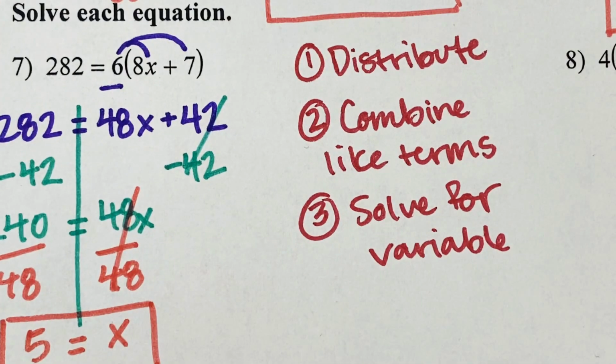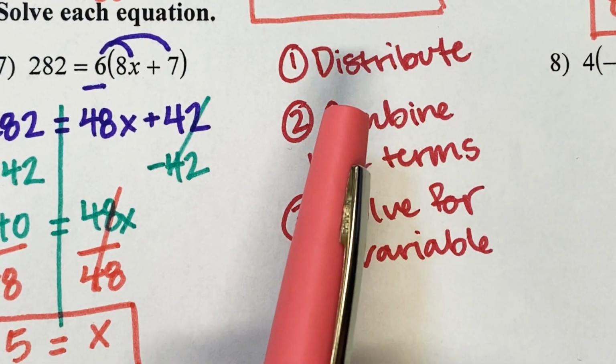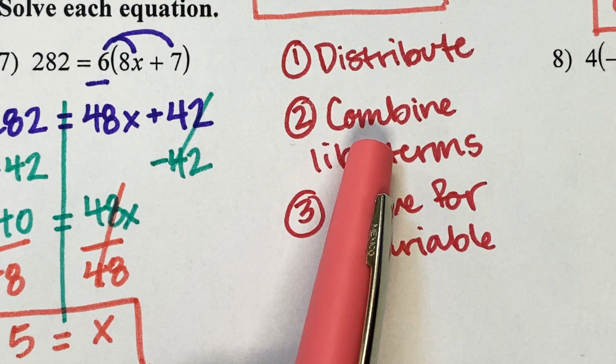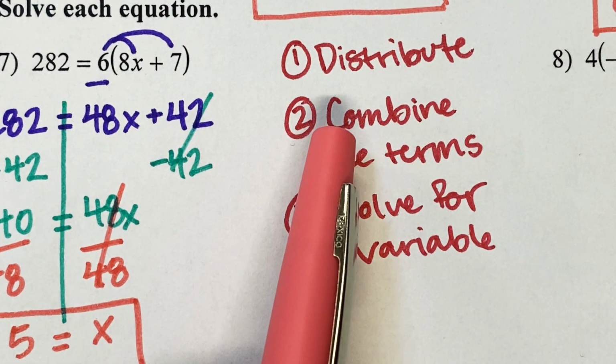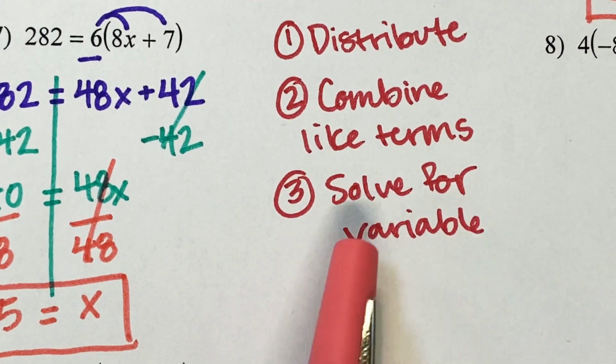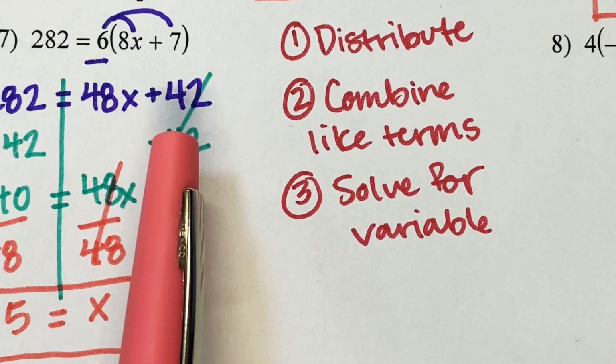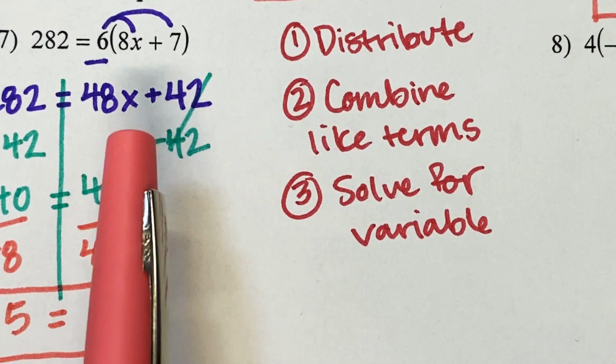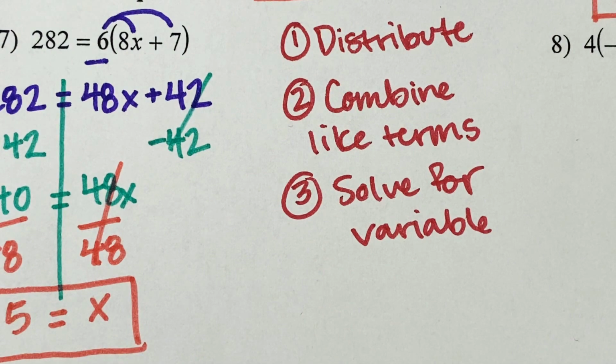Okay, so we followed all our steps. First, we distributed. Then we checked to see if we could combine like terms. In this case, we didn't have to because they're not like terms. And then we solved for the variable, by undoing those things that are happening on the same side as our variable.